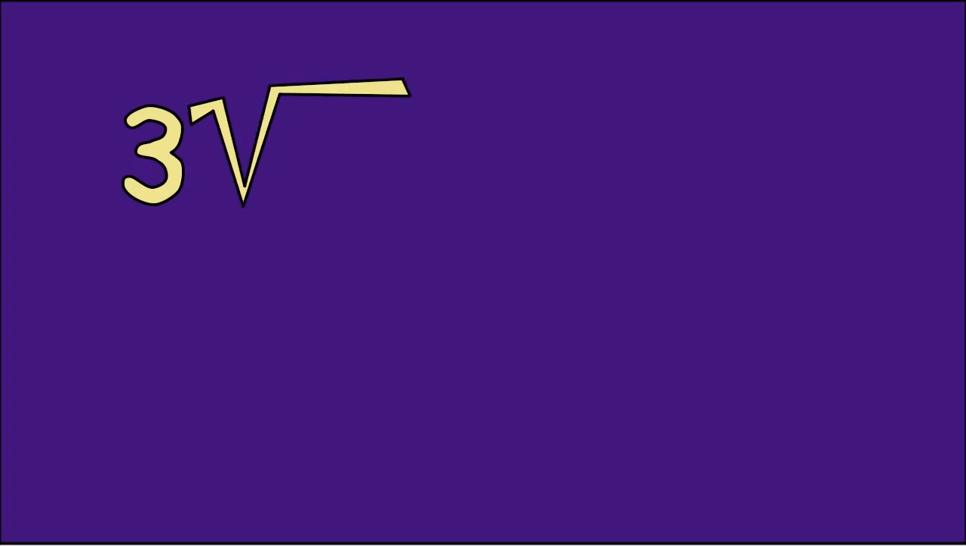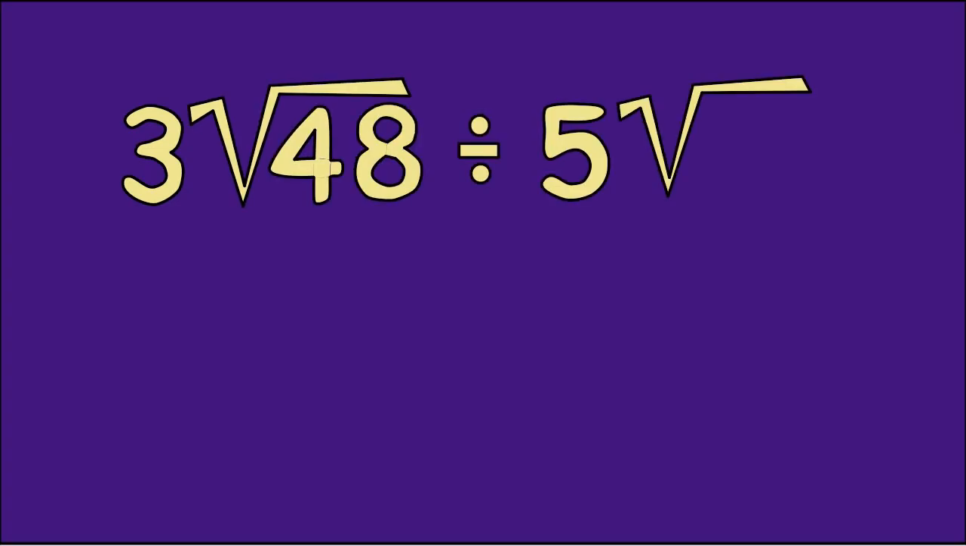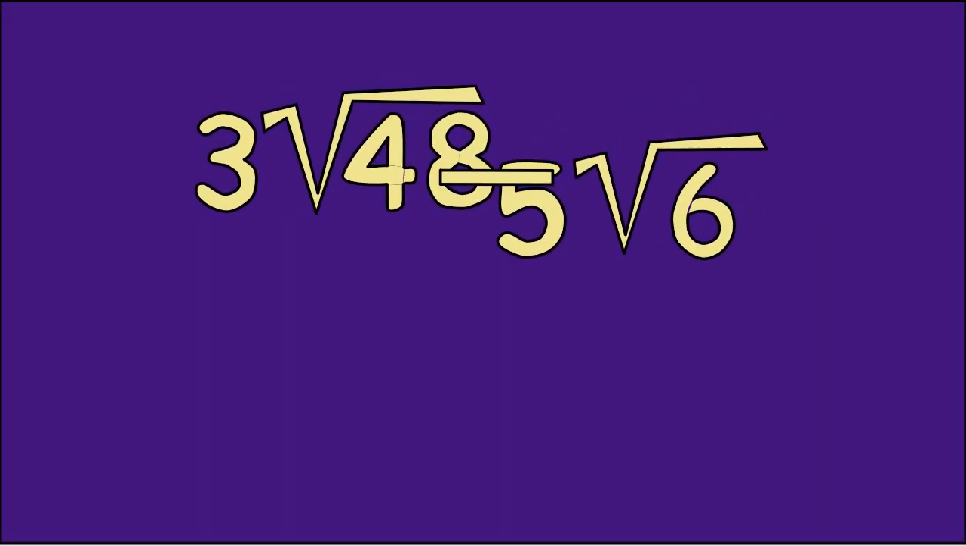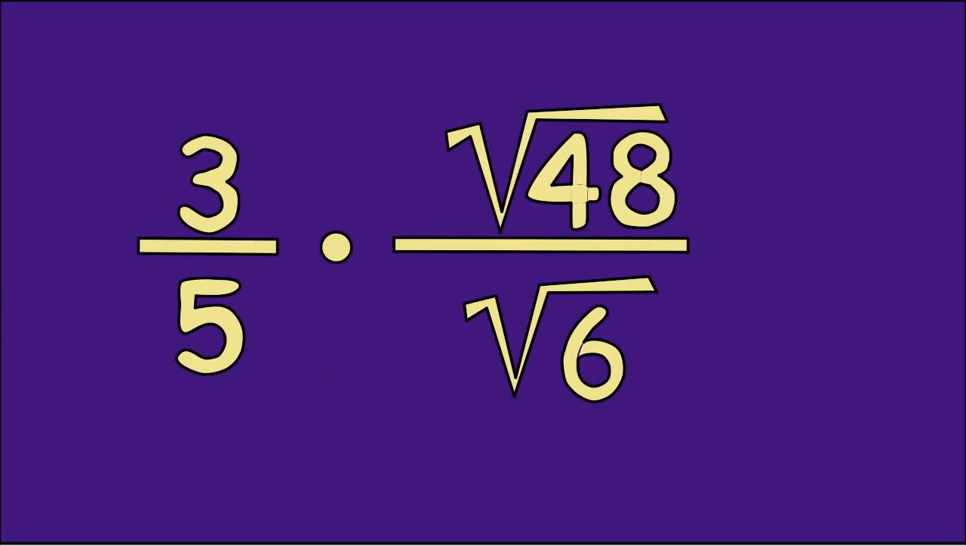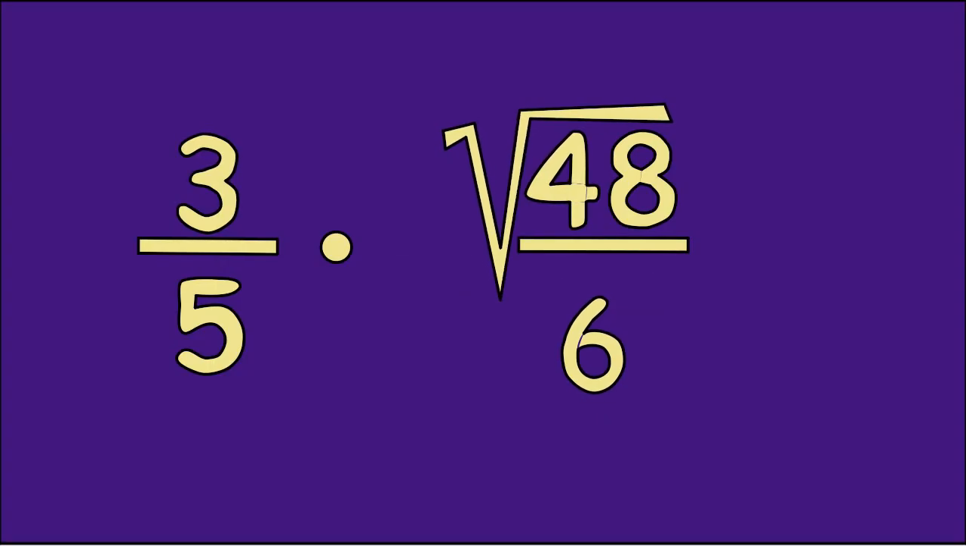Let's try 3 square root of 48 divided by 5 square root of 6. If we rewrite it as a fraction, we have 3 square root of 48 over 5 square root of 6. Once we separate the outside numbers from the inside, we have 3 over 5 times the square root of 48 over the square root of 6. Next, we can turn the small radical problems into one big one and divide.